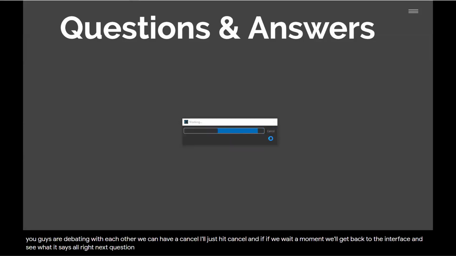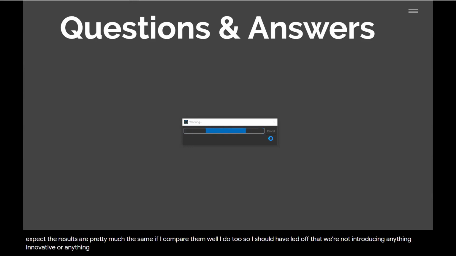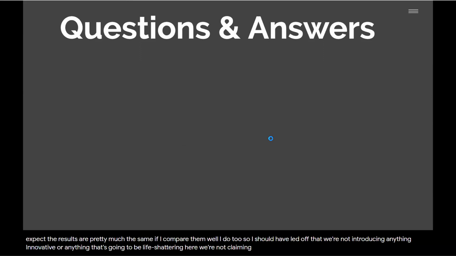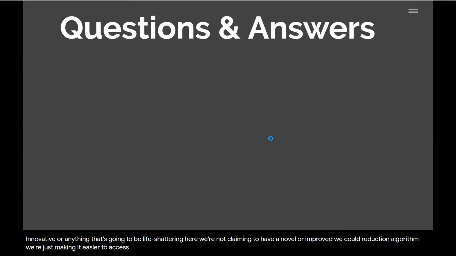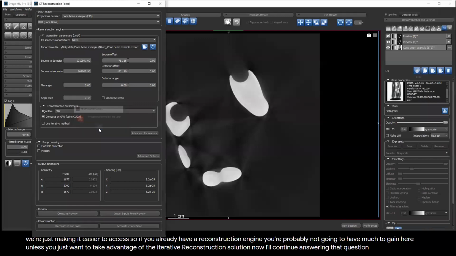All right, next question. How much difference is there between the Dragonfly reconstruction and Nikon's own reconstruction software? I expect the results are pretty much the same if I compare them. Well, I do too. I should have led off that we're not introducing anything innovative or life-shattering here. We're not claiming to have a novel or improved reconstruction algorithm. We're just making it easier to access. So if you already have a reconstruction engine, you're probably not going to have much to gain here unless you want to take advantage of the iterative reconstruction solution. I'll continue answering that question in just a minute.